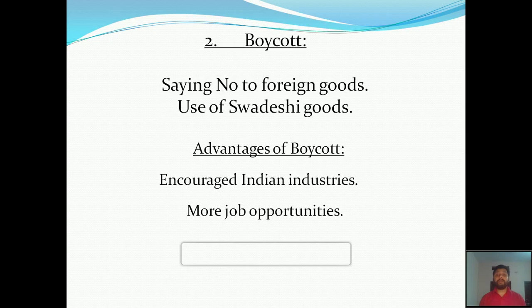Numerous people got job opportunities. When new industries were set up in India, it helped young Indians to seek job opportunities. So it was another advantage of boycott and Swadeshi. And the next one is that it was used as a weapon against British interest. Okay, so the leaders introduced it as a weapon against British interest, because if Indian industries started to grow, or if Indian industries were setting up in India, what will happen? We will say no to foreign goods. So Indian products will start to circulate in India.